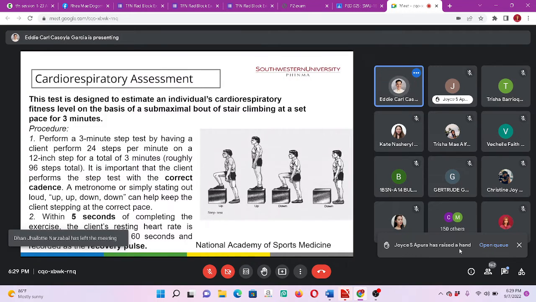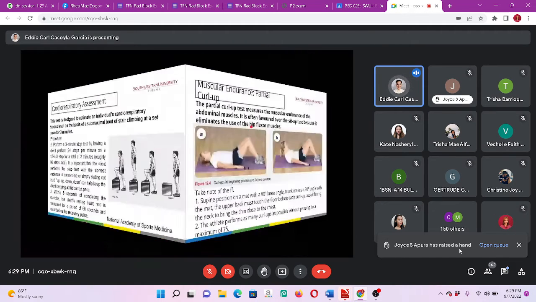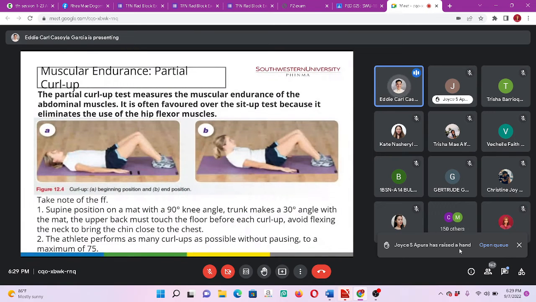Then the next one is not for cardio, but for strengthening or endurance. You need to perform the partial curl up test. The partial curl up test measures the endurance of your abdominal muscles, how strong your abdominal muscles are and how well they can endure. I know that even just 10 partial curl ups already make our abdominal muscles very sore. But here you need to do as much as possible, 75 maximum. That's your target.